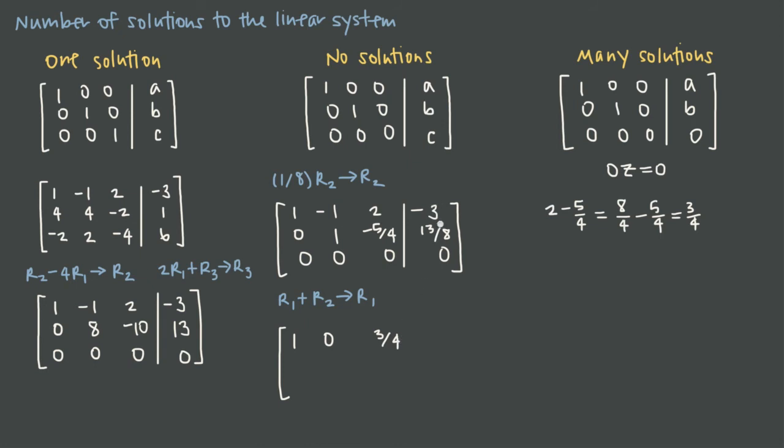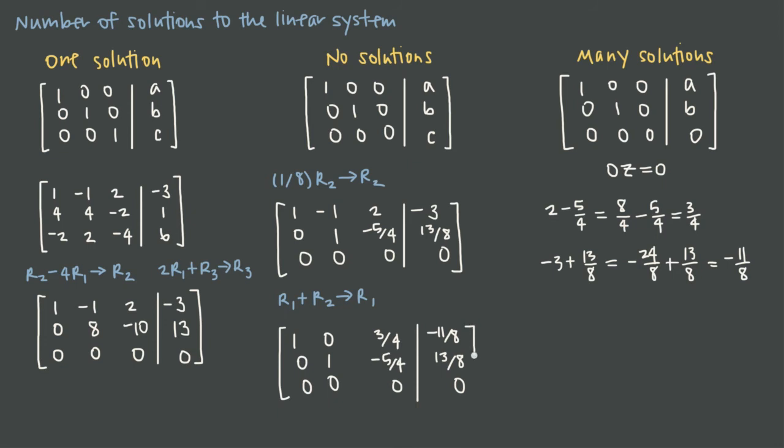And then we'll have -3 plus 13/8. So -3 plus 13/8. If we multiply the -3 by 8/8, we're going to get -24/8 plus 13/8. That'll give us -11/8. So we'll say here -11/8, and then we'll have 0, 1, -5/4, 13/8, and then our row of zeros at the bottom.